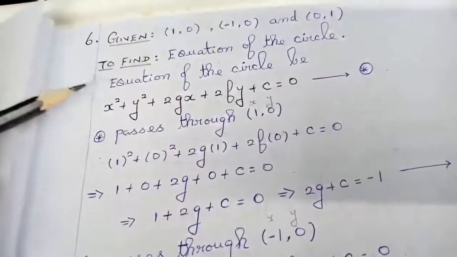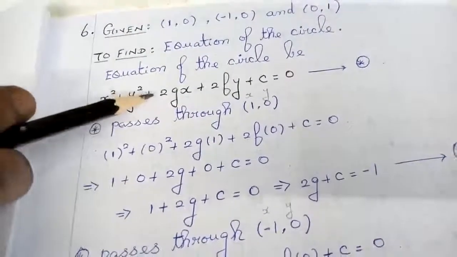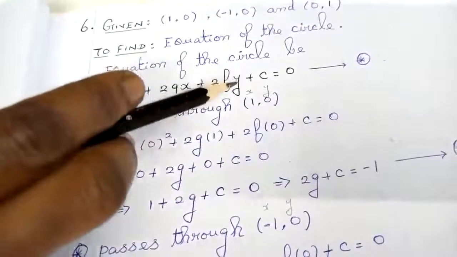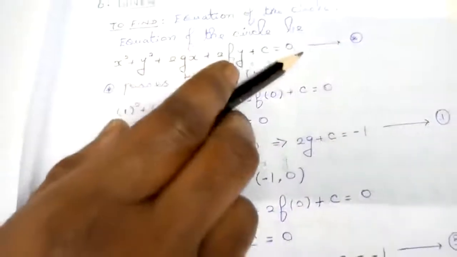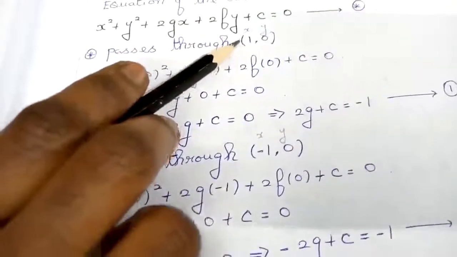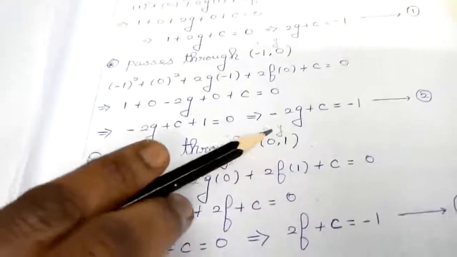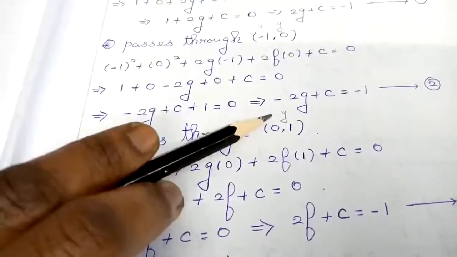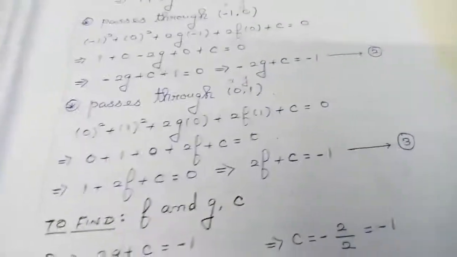In this place I am going to use this formula, students, that is x square plus y square plus 2gx plus 2fy plus c equal to 0. We are having 3 points here. I am marking this as star. I am going to take each point, (1, 0), (minus 1, 0), (0, 1), and in place of x and y, I am going to replace those points. After replacing, I will be getting the equations 1, 2 and 3. I am going to get 3 equations.